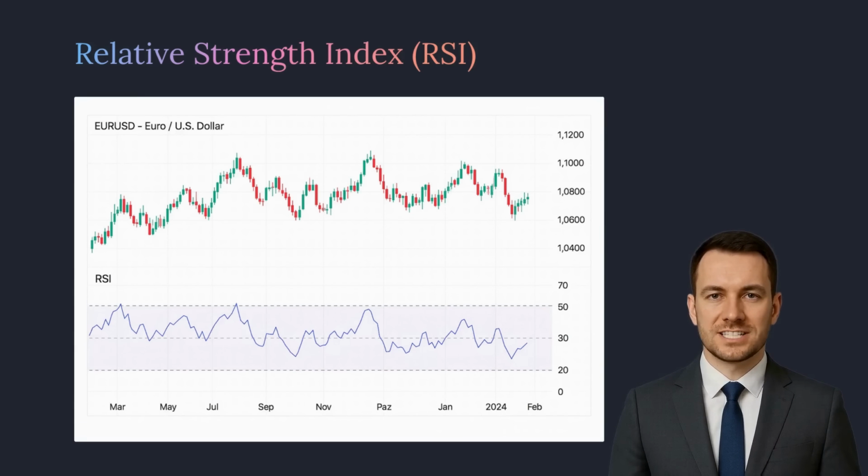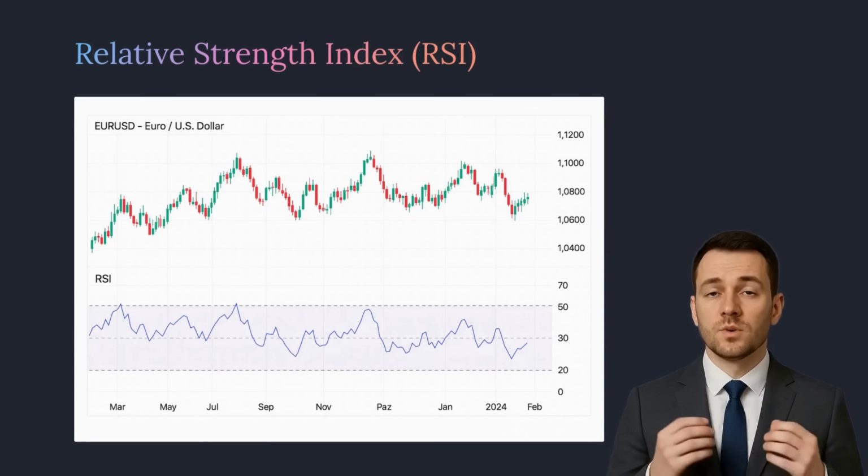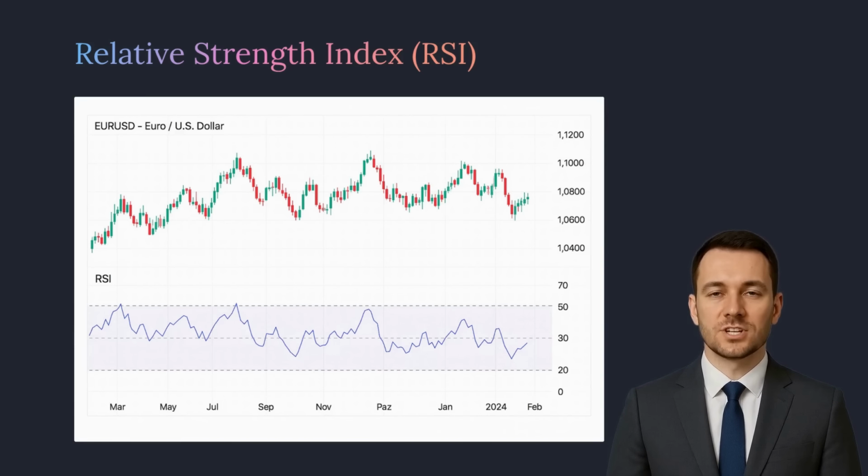Many traders use RSI in conjunction with price patterns. For example, if a currency pair is testing a resistance level and RSI is above 70, overbought, that confluence might strengthen the case for a pullback. Summary of tools.